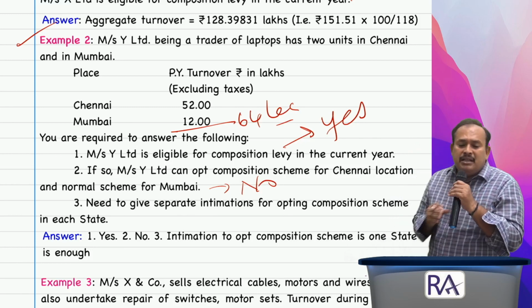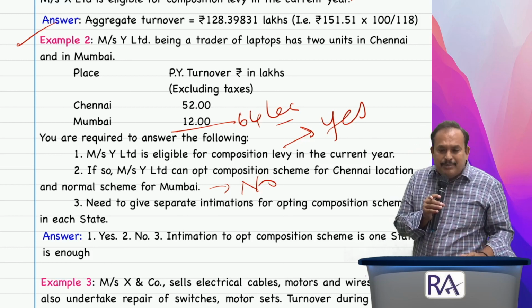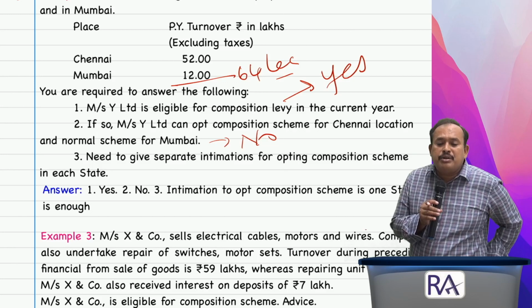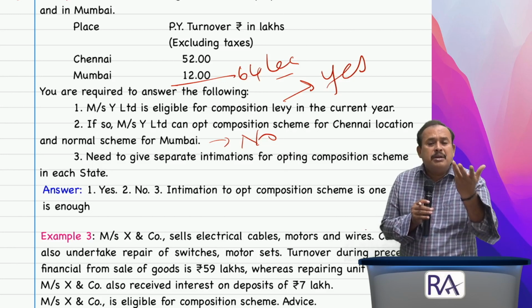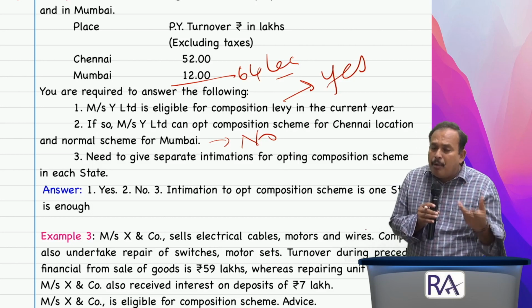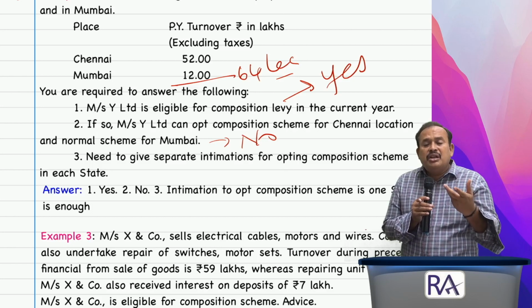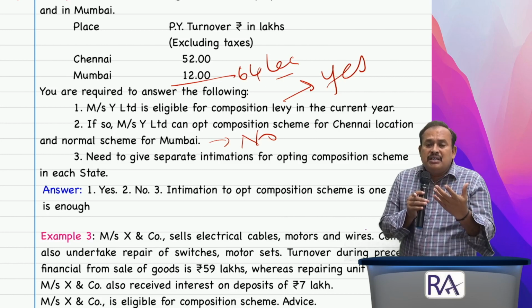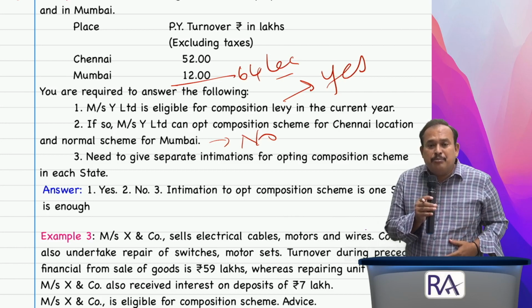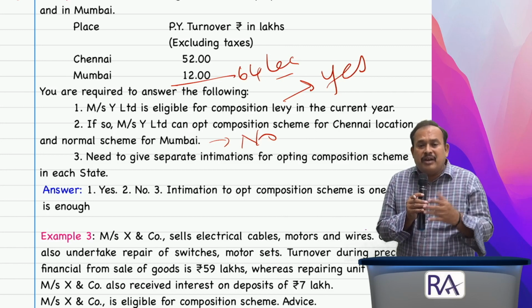Further, point number 3. Need to give separate intimations for opting composition scheme in each state? Not required, because it is an integrated system. The opting of composition scheme is through the GST network portal. I have to intimate. Prior intimation is required. Before opting the scheme, intimation is required.